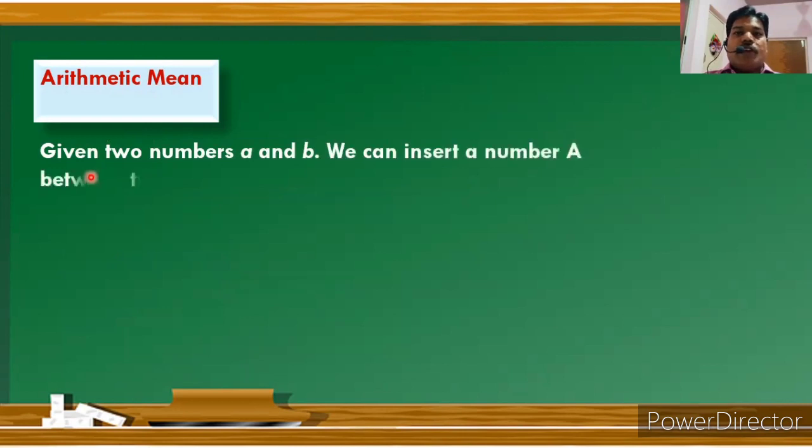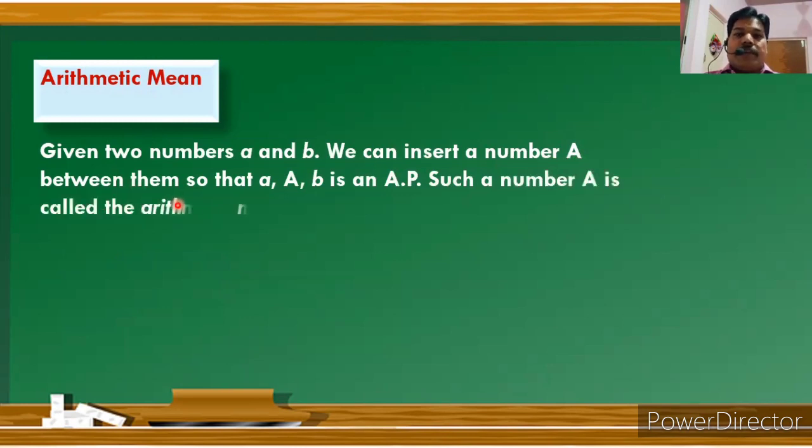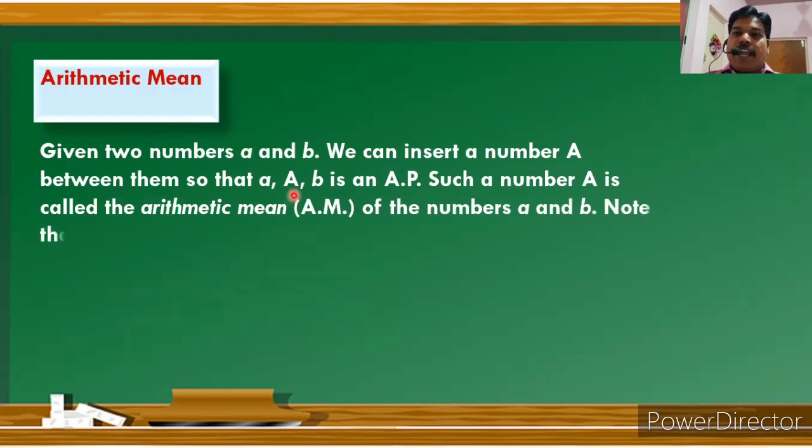If given two numbers a and b, you can insert a number A between them, so that a, A, b is an arithmetic progression. Such a number A is called the arithmetic mean, AM, of the numbers a and b.